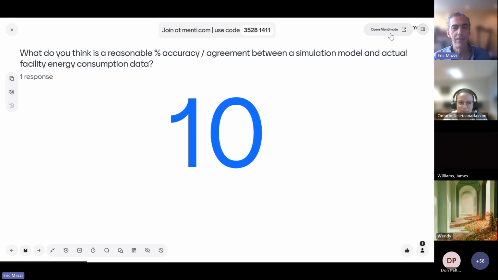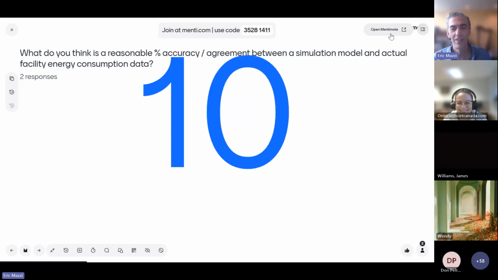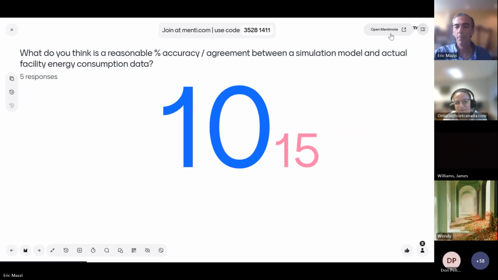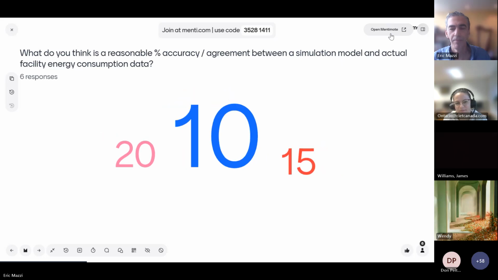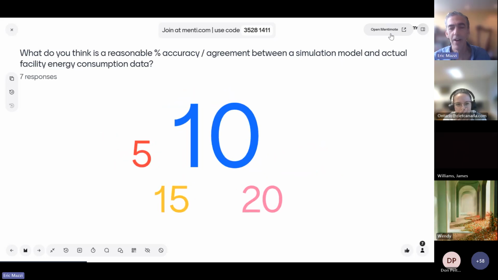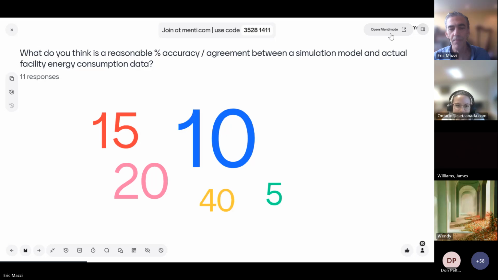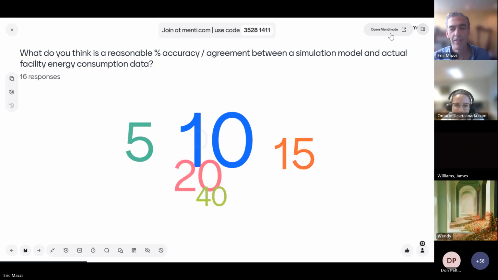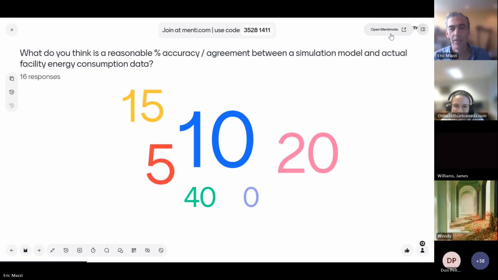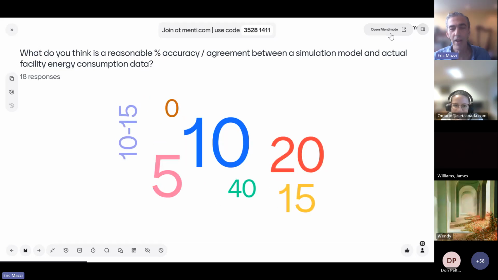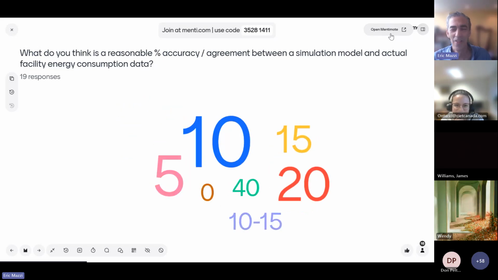10%. Done. Okay. More opinions. 15. 20. Okay. 5. 40. Yeah. Okay. 0. I like 0. I don't know how practical that is. Good.